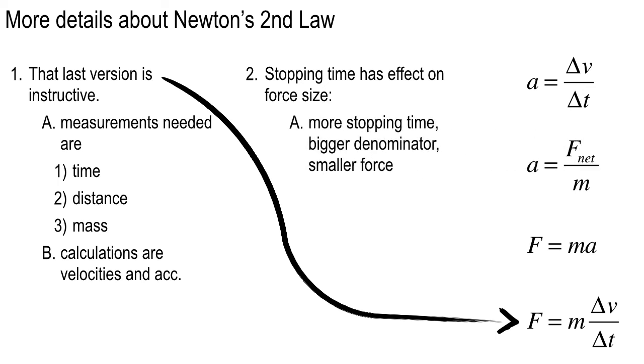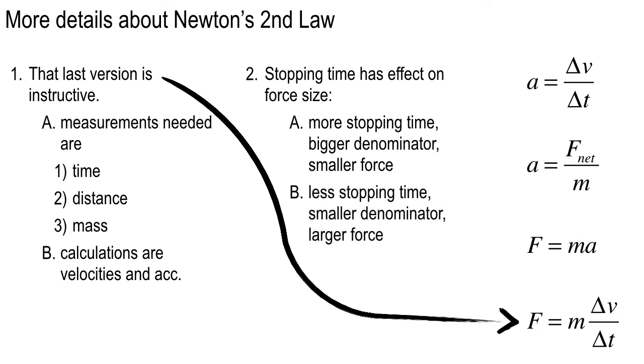So if you have a bigger stopping time, delta T, that means it takes longer to stop. Delta T bigger means you have a bigger denominator. Bigger denominator means your full quotient is smaller. And by the same token, if you stop really fast, your denominator is smaller and your quotient is going to be bigger. So you get a large stopping force.